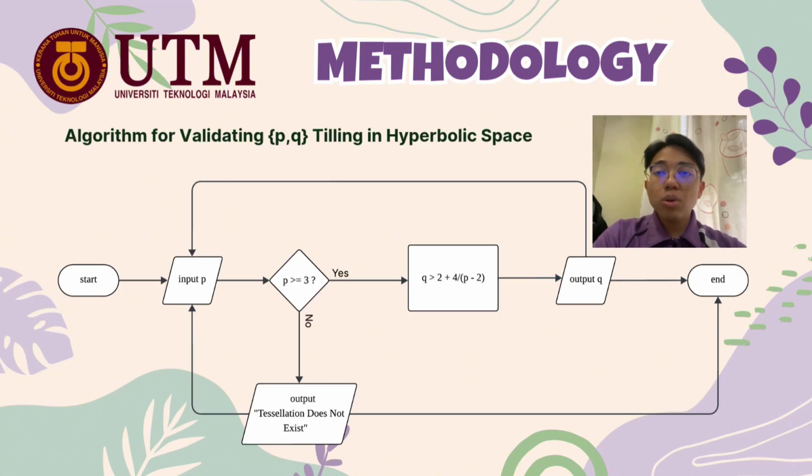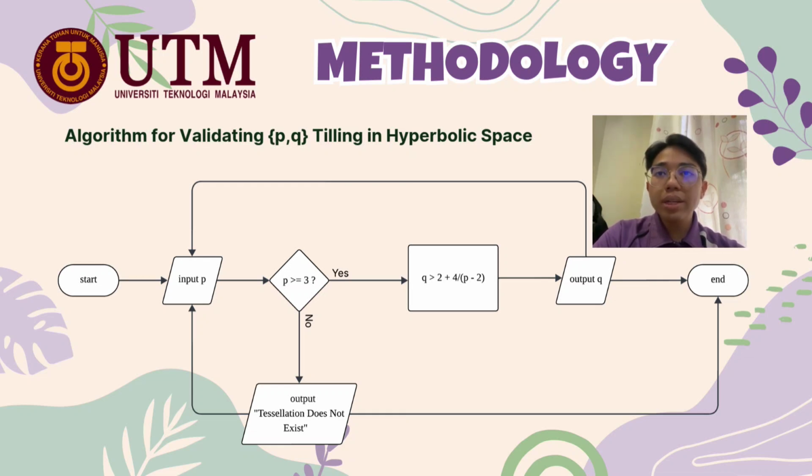The flowchart below illustrates the systematic method for determining whether a regular tessellation {P,Q} exists in hyperbolic geometry given a specific value of P, where P is 5, 6, and 7. It outlines the steps required to determine the range of P.